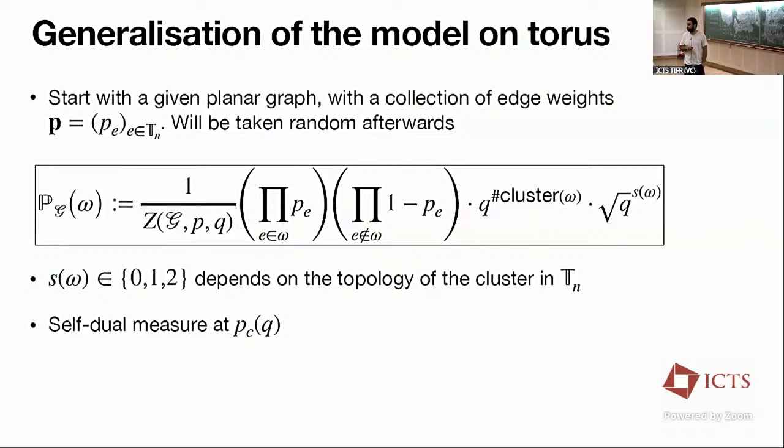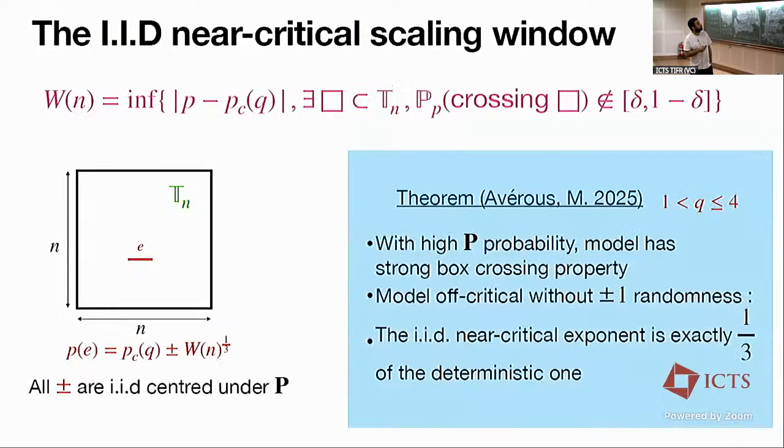And the 0, 1, or 2 depends really on the topology of the cluster, like whether it has a homology class, dependent homology class of the primal and dual cluster in that column. It doesn't change much, but you have a self-dual measure. Okay, so here now I'm going to a torus, so I don't really want to discuss boundary conditions. And this is where it's going to be a much more interesting statement.